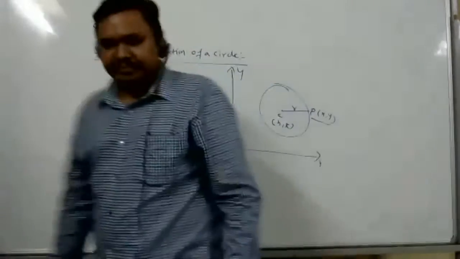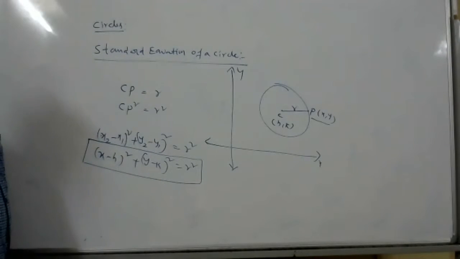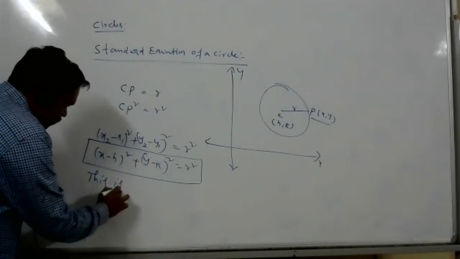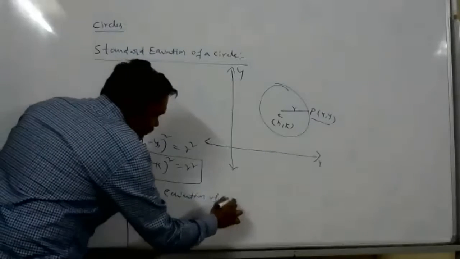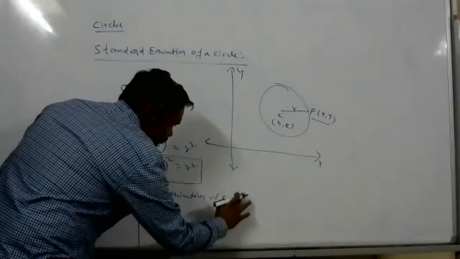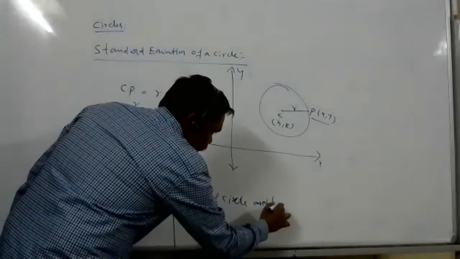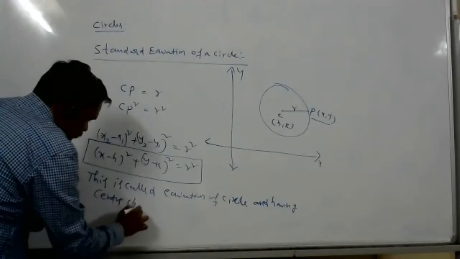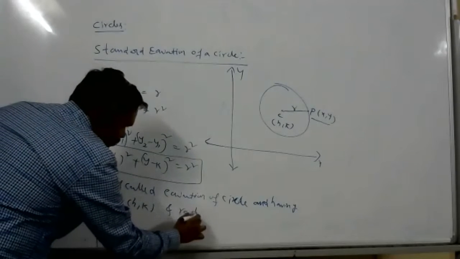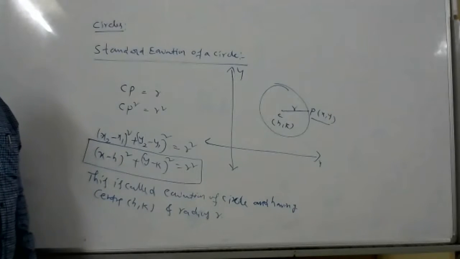This is called the equation of a circle whose center is h comma k and radius r.